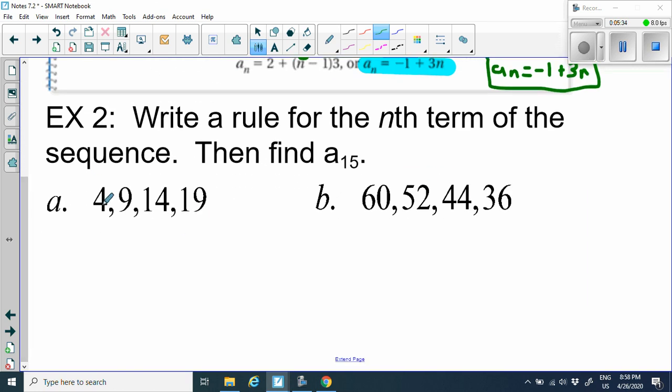Okay, we're going to do example 2a. It says write a rule for the nth term of the sequence. Then we're going to find a sub 15. The first thing we need to identify, or let me go ahead and do this, I'm going to write out the rule. I would always say do that because it helps you remember what it is. So remember, a sub n equals a sub 1 plus n minus 1 times d.